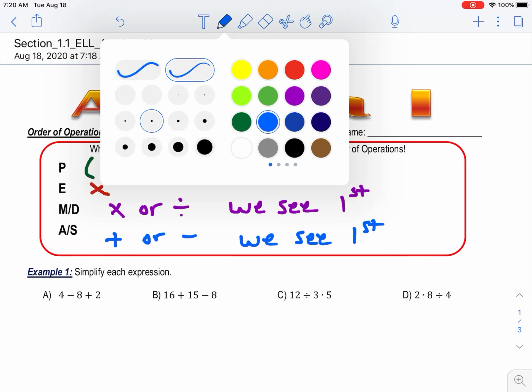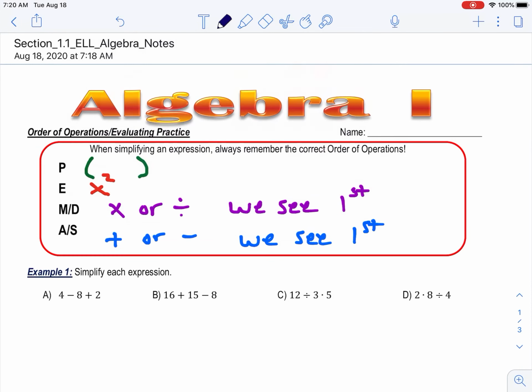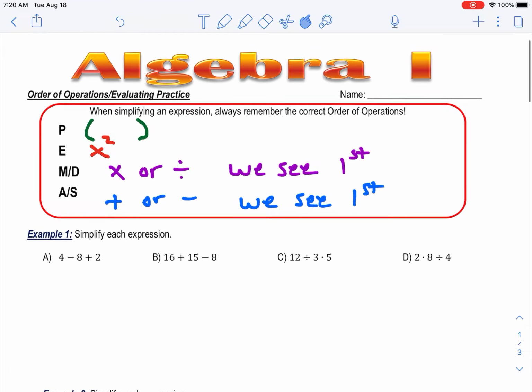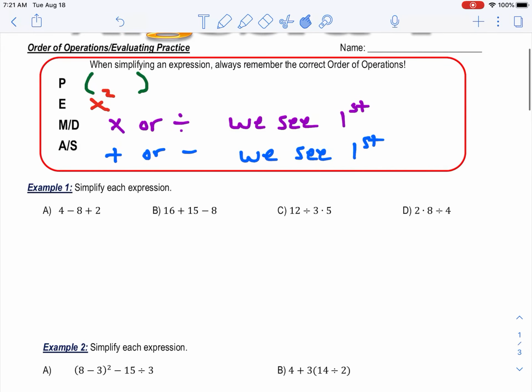All right, so let's go ahead and start to look at some examples. You guys have done order of operations before. All right, we've got to go ahead and make sure we go in the proper order of the problem. So, example 1. All right, you'll notice we have 4 minus 8 plus 2, so we have minus and plus. Here's where our A/S comes into play. It's whichever we see first. So I see this 4 minus 8 first. So 4 minus 8 gives me negative 4, but I still have a plus 2 left. Negative 4 plus 2 will tell us an answer of negative 2.